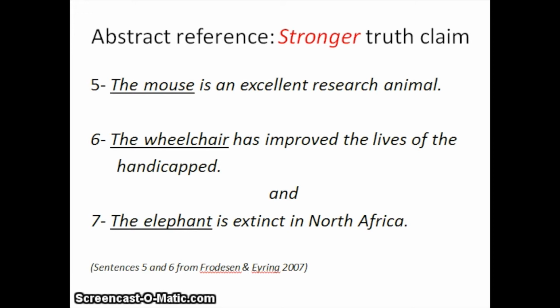Look at sentences 5, 6, and 7. Of course, the use of the default zero plus plural article would be fine in all these sentences. That is, mice are excellent research animals, number 5. Wheelchairs have improved the lives of the handicapped, number 6. And elephants are extinct in North Africa, number 7. However, the use of abstract the here gives the sentences an academic tone, which is a reflection of the fact that the use of abstract the carries the connotation of a stronger truth claim.